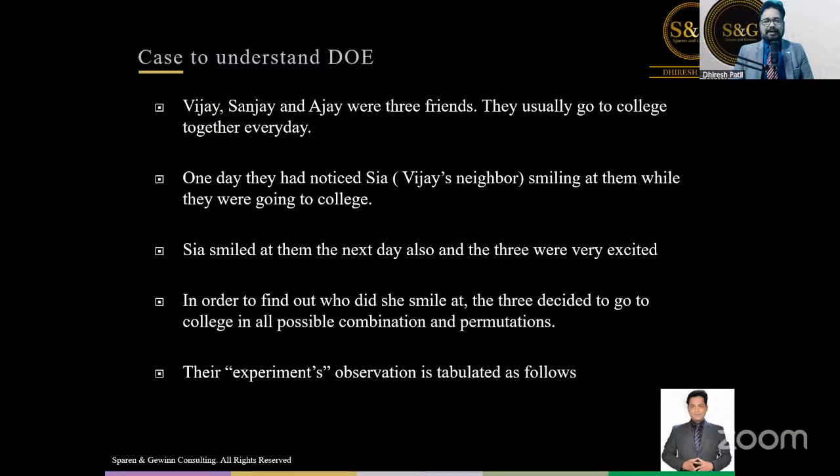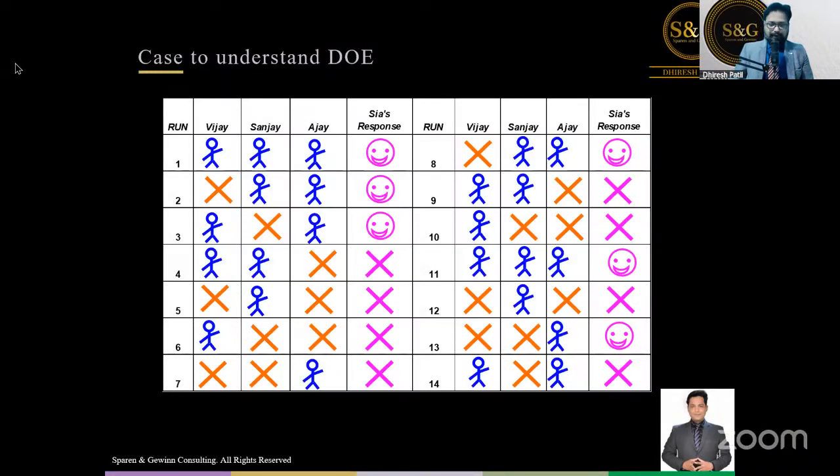So they conduct an experiment like this. Look at this. In the first case, all three were there, Vijay, Sanjay, Ajay, and Sia is smiling. Next day, Vijay was not there. Sanjay and Ajay were there. Sia is still smiling. Vijay was, by the way, her neighbor, but still she's smiling. Then Vijay and Ajay were there, Sanjay was not there. Still Sia smiled.